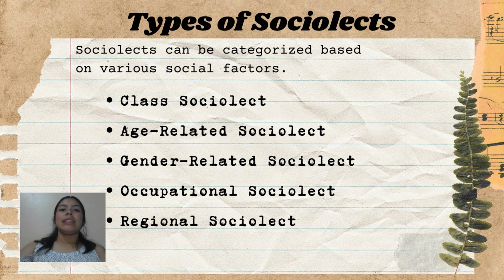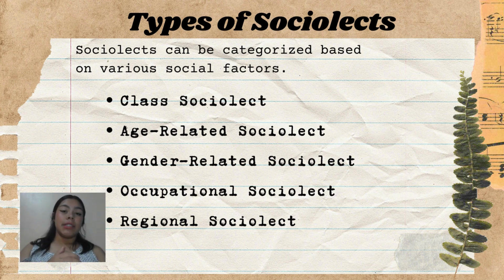The second one is the age related sociolect. Young people are constantly inventing new terms and abandoning the old ones. So the youth sociolect is the language used by younger people, often featuring contemporary slang and expressions that are popular among the youth. On the other hand, we have the elder sociolect, that is the language used by the older generation, which might include more traditional vocabulary and expressions.